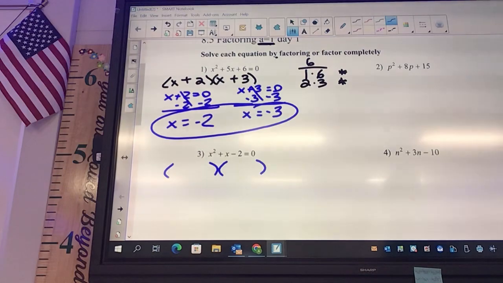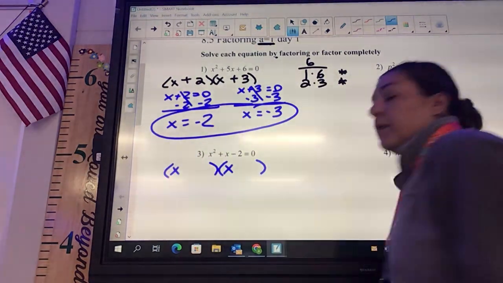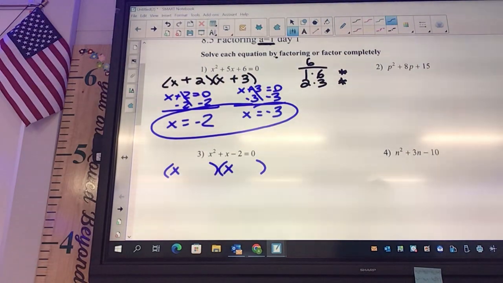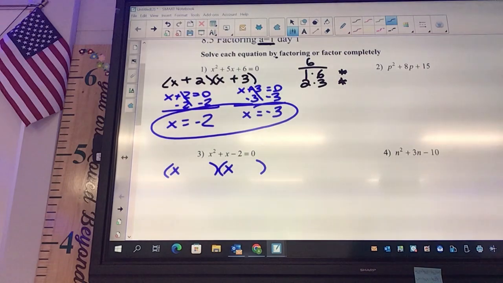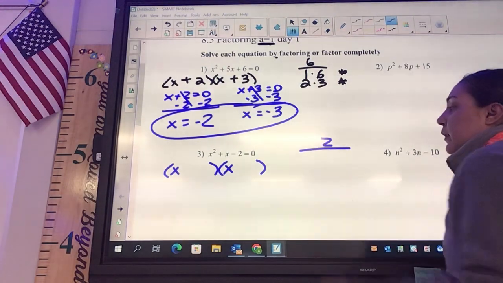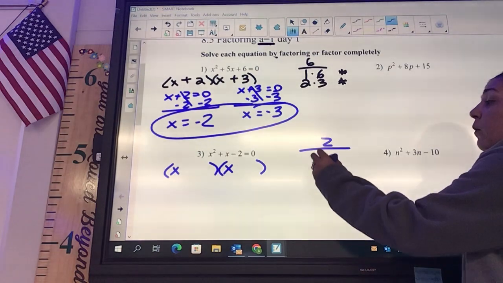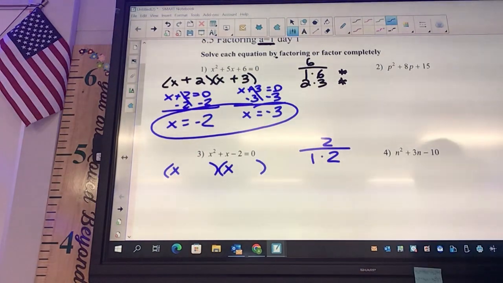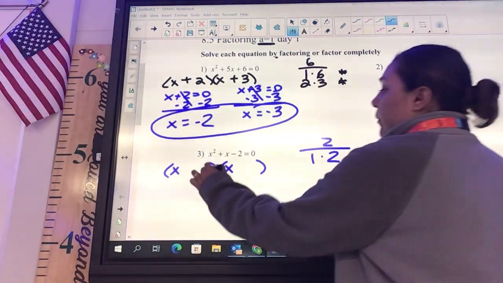And we can fill in the x's. We got 2 x's, so we got x and x. We make a list of what number? 2. Your first one always should be 1 times whatever your number is. Are there any other factors of 2? No. Okay, so you could definitely fill these in, 1 and 2.